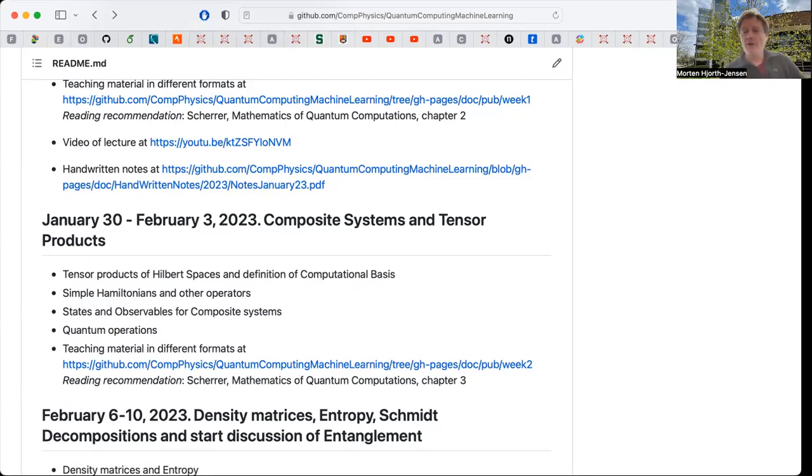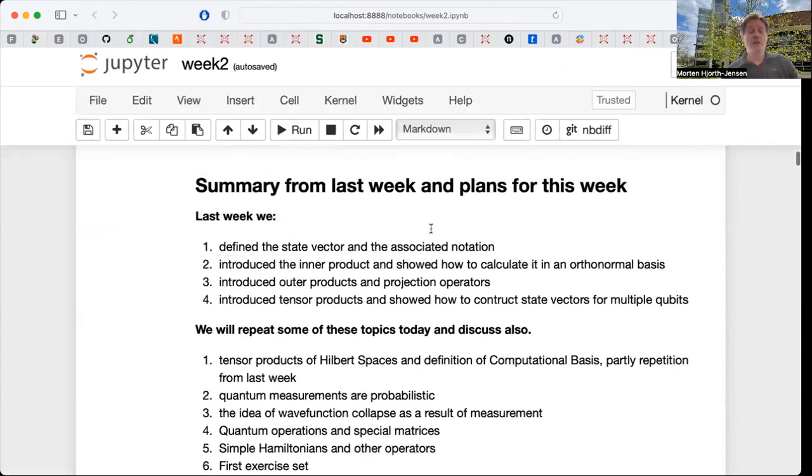Okay, so I'm going to switch over to the Jupyter notebook and just remind you quickly of things we went through last week.